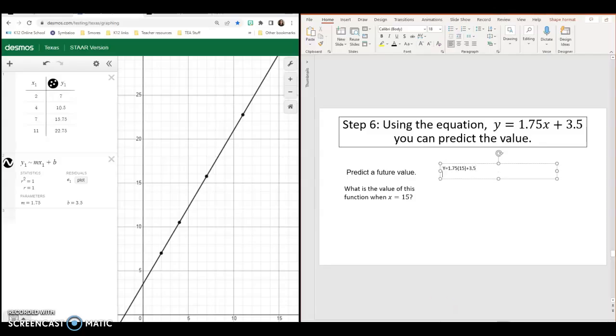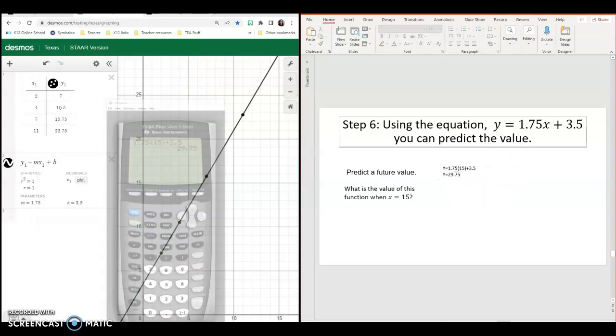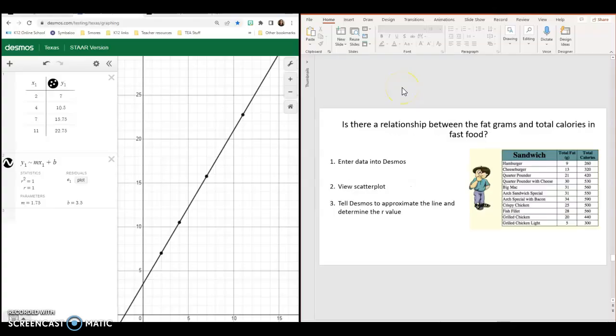So we can simplify this using our calculator. So in our calculator, we can type 1.75 times 15 and then plus 3.5. And if we hit enter, it tells us that value is y equals 29.75. So we can predict a future value using the equation that is given to us by Desmos.